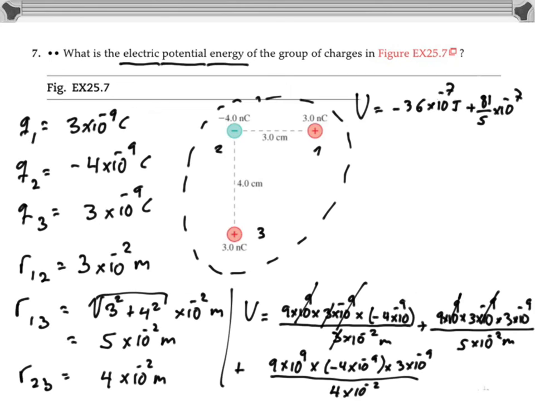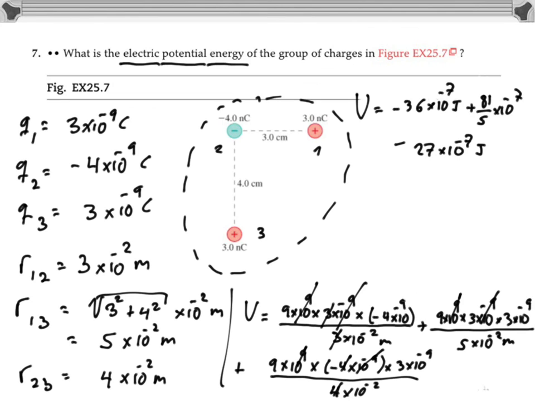Second term, again, 10 to the 9 and 10 to the minus 9 cancel. The numerator is 9 times 3 times 3, which is 81, divided by 5, the 5 in the denominator, and this is multiplied by 10 to the minus 7, because we have a 10 to the minus 9 in the numerator and a 10 to the minus 2 in the denominator. The third term, as you can see there, the 4 in the numerator and the 4 in the denominator cancel, 10 to the 9 and 10 to the minus 9 cancel, and you end up with 9 times 3, which is 27, times 10 to the minus 7.